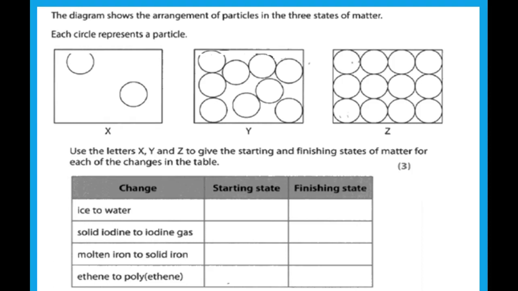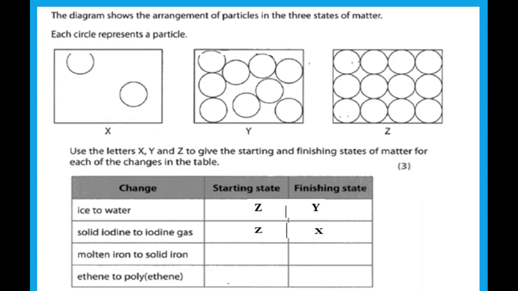If we're talking about ice to water, you should realize that ice is what? Ice is the solid state of water, and water is a liquid. So we're changing from solid to liquid, and that means we're changing from Z to Y. Solid iodine to iodine gas. So solid to gas, that would be from Z to X.